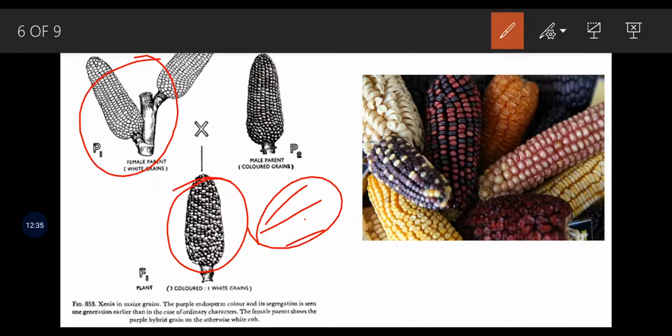Here you can see in this picture clearly different coloration of the cobs. This is purely with the effect of Xenia if it is expressed in the same generation.